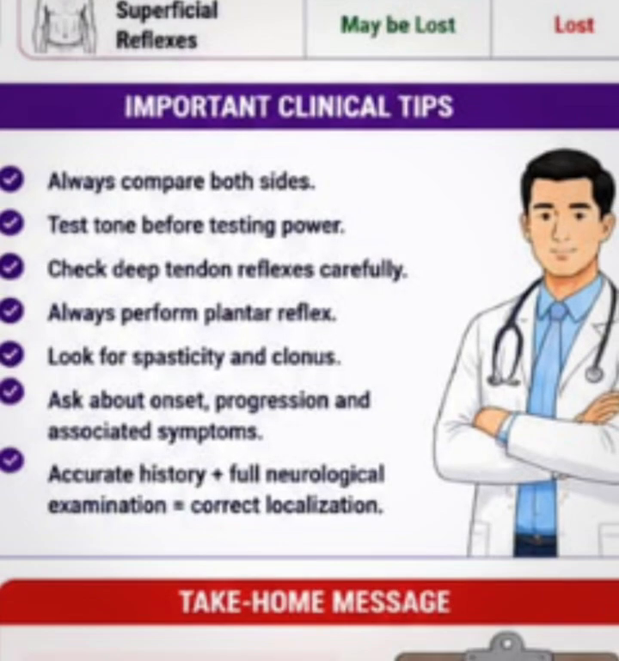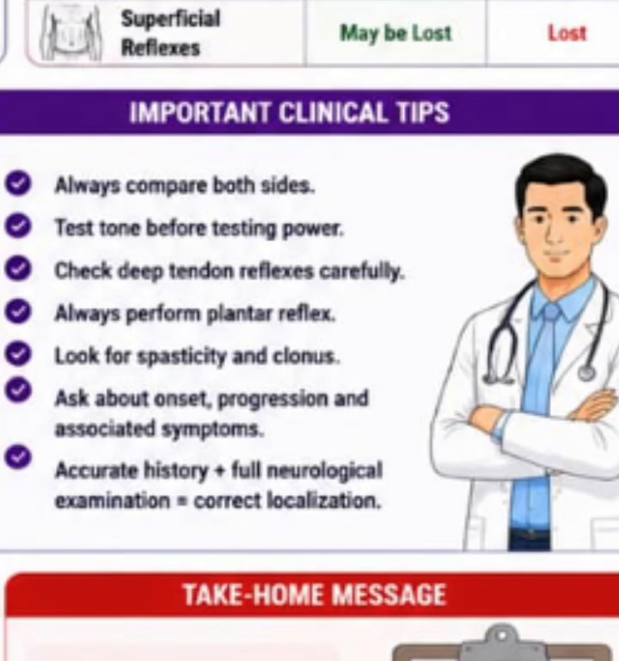So important clinical tip number one, always know, like I've told you, you have to compare both sides. You have to test the tone before testing the power. Testing the tone, I told you, using modified Ashworth scale. Then you test the power using MRC. Now you check deep tendon reflex carefully using a tendon hammer, and you check for differences between normotonia, hypertonia, and hypotonia. Now always perform your plantar reflex to check for Babinski sign. Now look for spasticity or clonus. Are you getting me now?